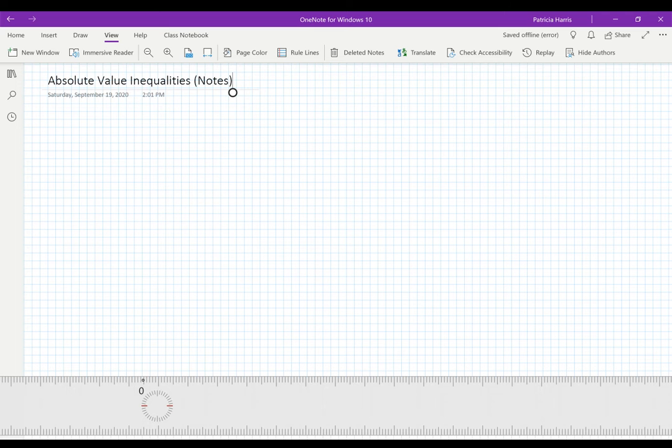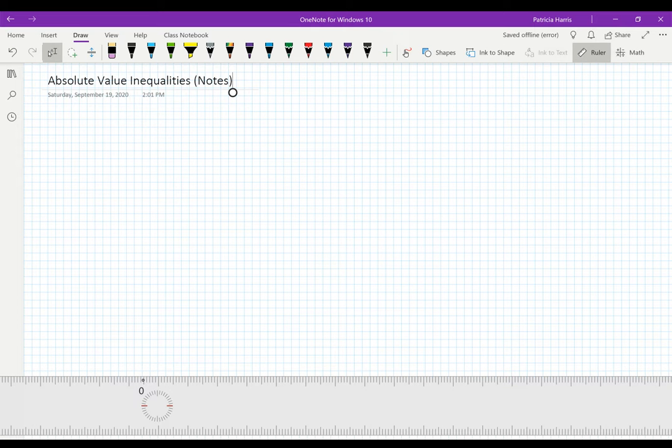Okay, guys, so what we're going to do today is work on absolute value inequalities. Now, this is connected to what we call a compound inequality, so let's review those for just a bit. Okay, a compound inequality is connected by two different words.